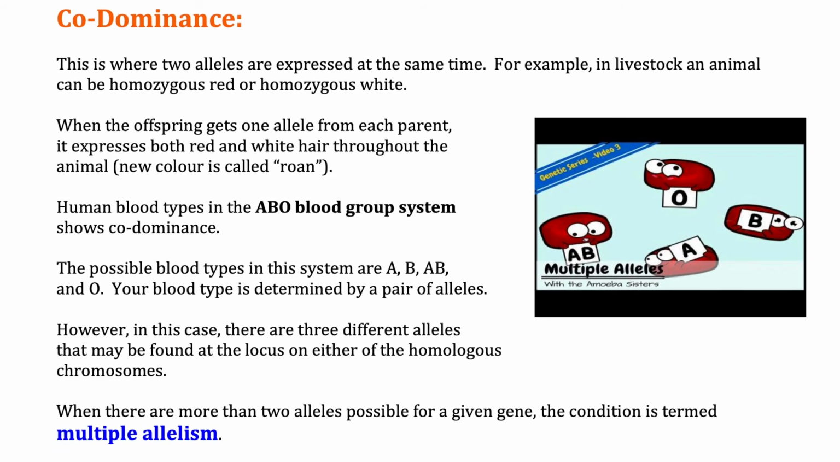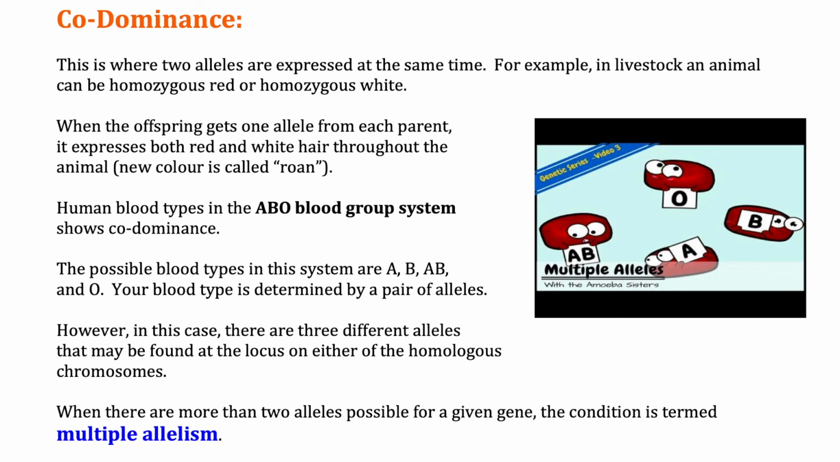This is where two alleles are expressed at the same time. For example, in livestock, an animal can be homozygous red or homozygous white. So you don't have a kid who's a mix of the two. You have a kid with white patches and red patches. So when the offspring gets one allele from each parent, it expresses both red and white hair throughout the animal. The new color is called roan. Human blood types in the ABO blood group system show codominance.